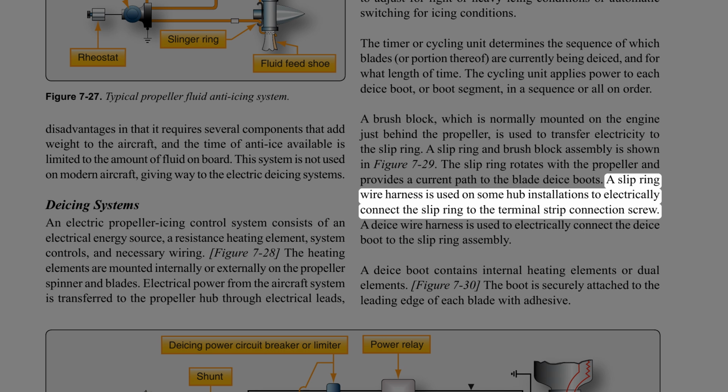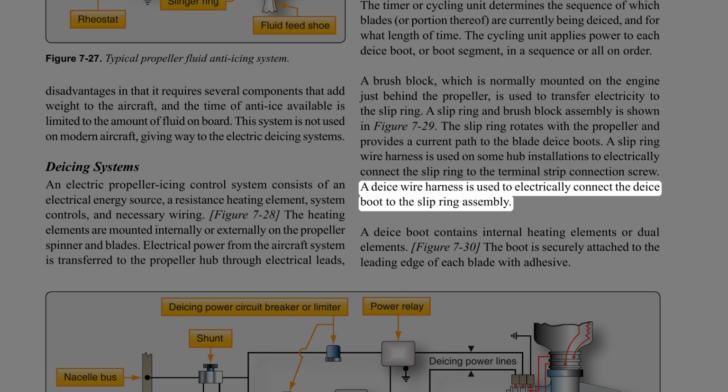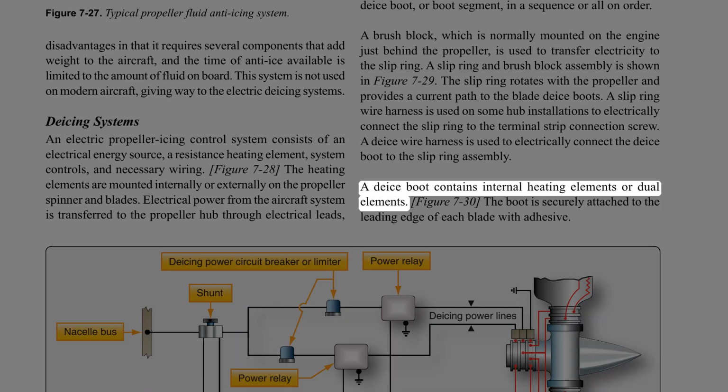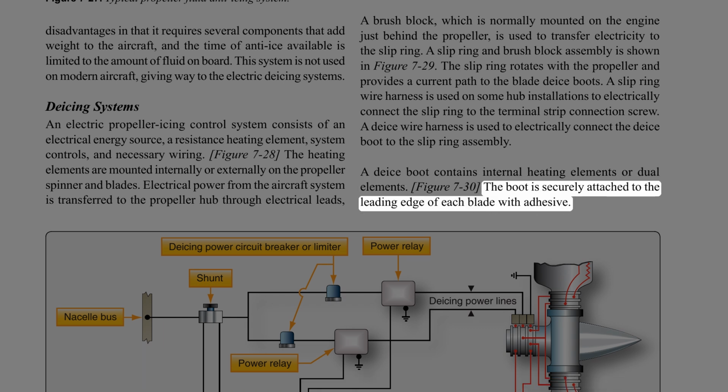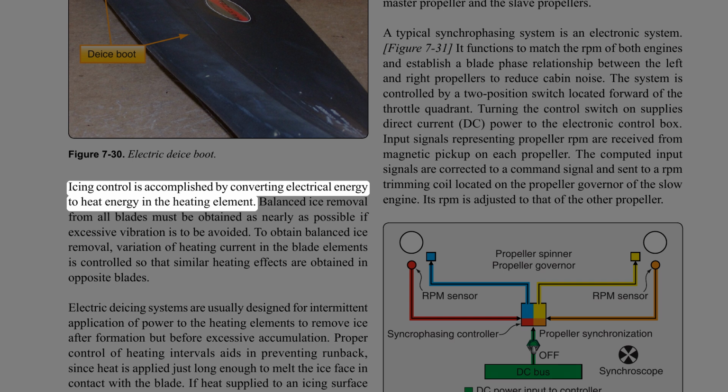A slip ring wire harness is used on some hub installations to electrically connect the slip ring to the terminal strip connection screw. A de-ice wire harness is used to electrically connect the de-ice boot to the slip ring assembly. A de-ice boot contains internal heating elements or dual elements. The boot is securely attached to the leading edge of each blade with adhesive. Icing control is accomplished by converting electrical energy to heat energy in the heating element.